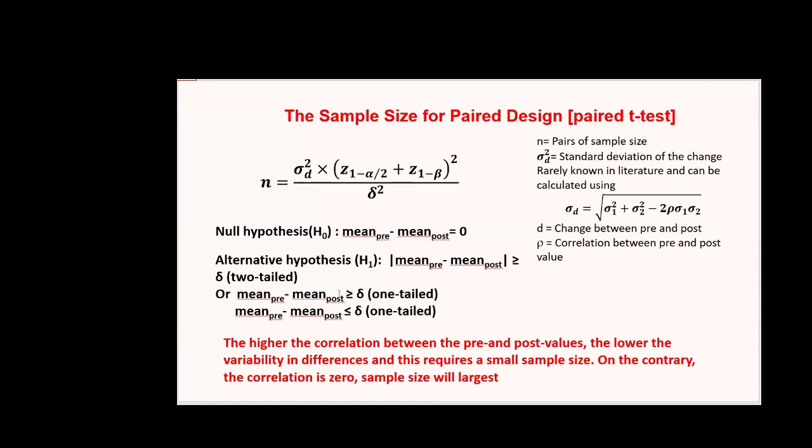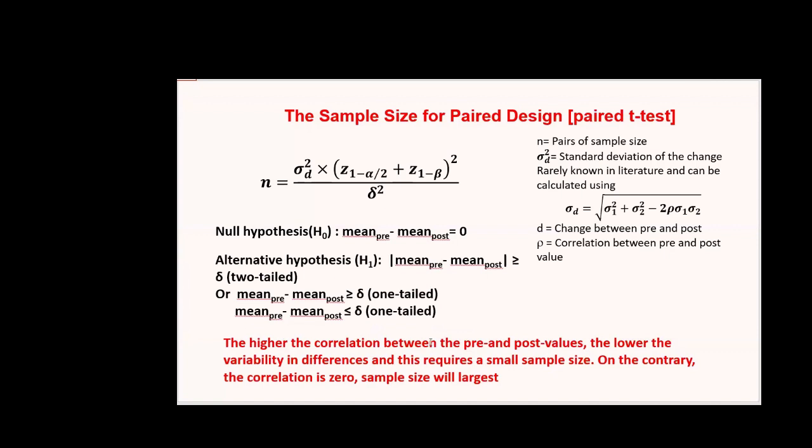Or there is a one-sided tail also. One-sided, you can say pre minus post is greater than delta, or pre minus post is less than delta. That is one-sided. If you are 100% sure that my treatment will either reduce the value, where the reduction is a good value, or increase the value, where the increase is a good value, then you can take a one-sided, one-tail design.